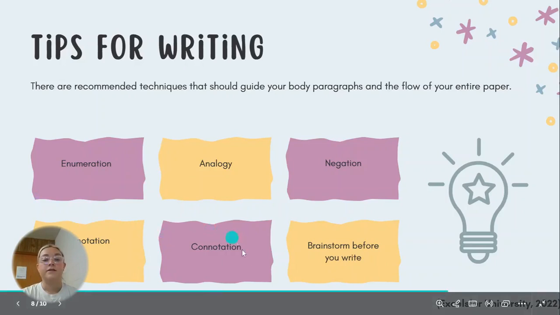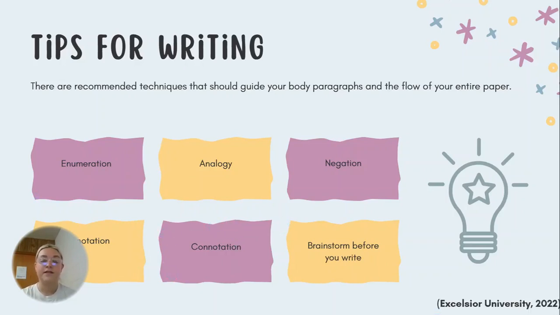But connotation can be a very effective technique for definition essays, especially in rhetoric style essays, because connotation is giving associated meanings that might be with society. So it might be aside from what the actual dictionary definition is, but connotation can be very powerful depending on the purpose of your essay and what you're trying to get from the reader. So connotation is another technique you can use.